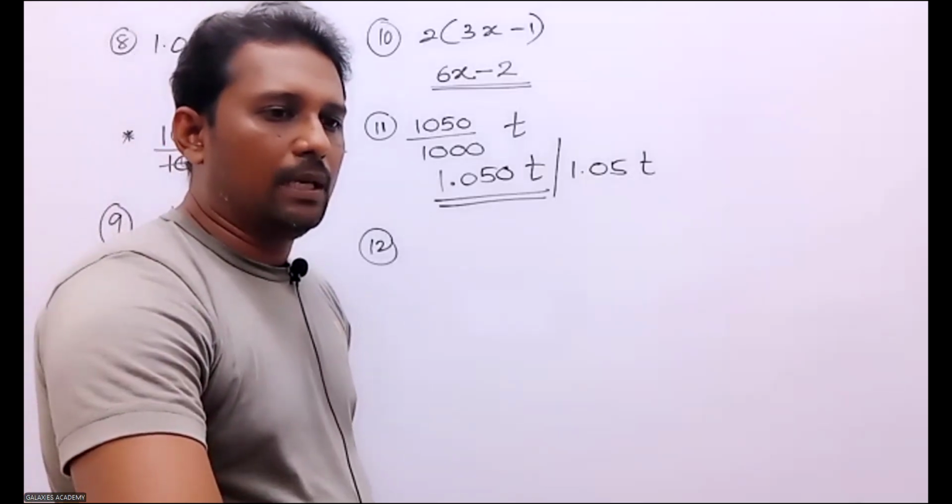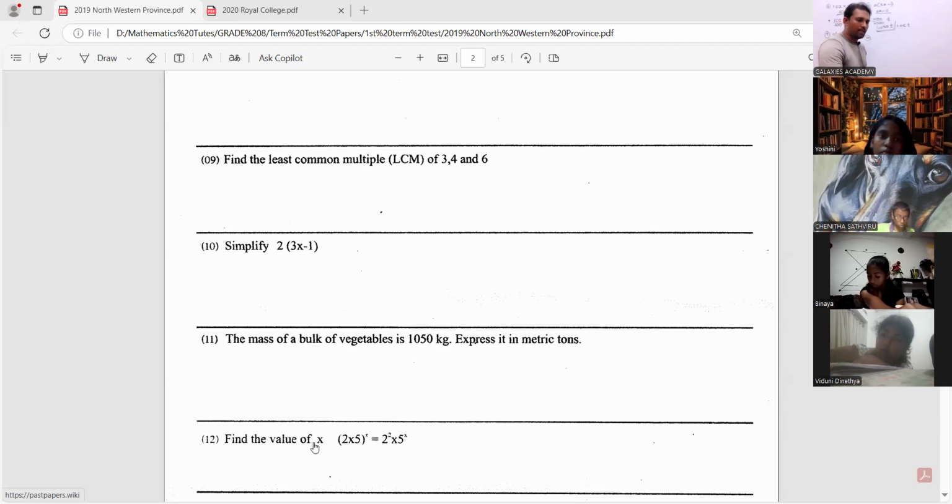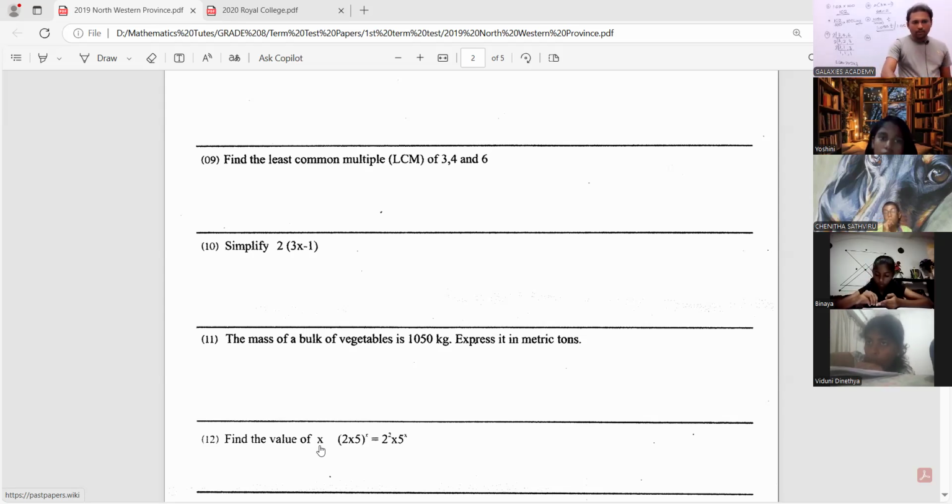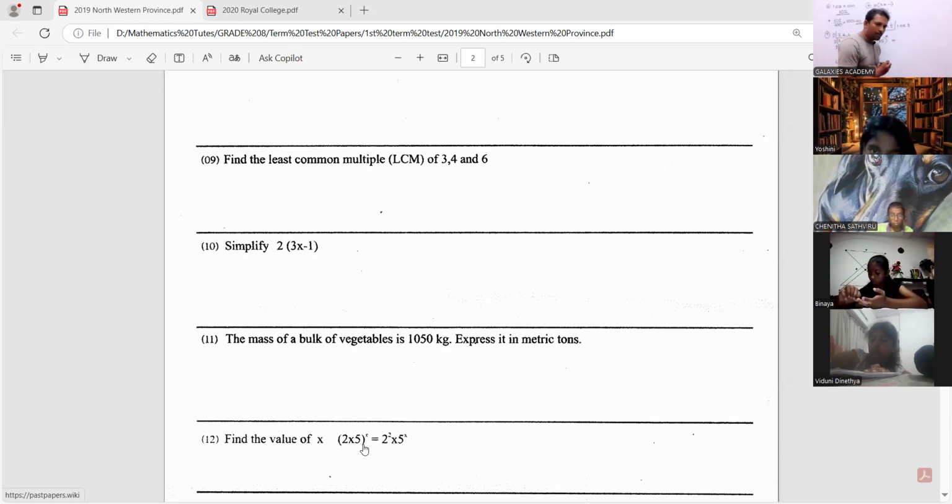Right, question number 12. Given, find the value of x. 2 multiply 5, complete power x, equal 2 to the power 2 multiply 5 to the power x.